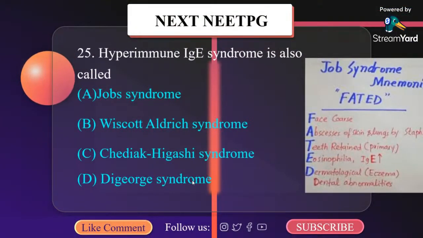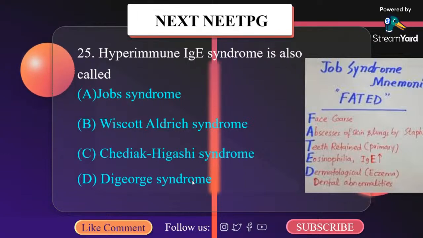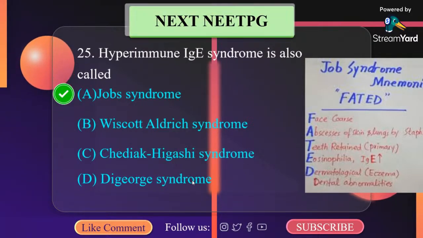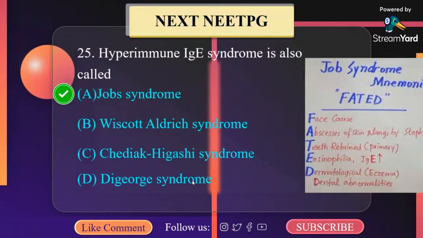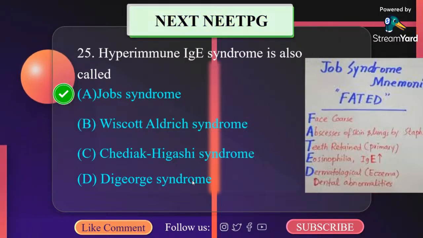Hyper-IgE syndrome is also called as... In Job syndrome, there is coarse facies, abscess of skin, retained teeth, eosinophilia, dermatological and dental abnormalities. It is seen in Wiskott-Aldrich syndrome. Job syndrome. The correct option here is Job syndrome.